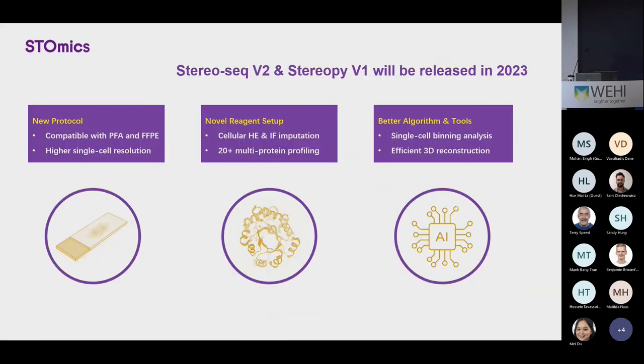So in summary, Stereo-seq V2 and Stereopy V1 will be released in 2023. And these are tremendous improvements. We think that by being compatible with FFPE, higher, better capture efficiency and higher single cell resolution, and also by being able to do H&E staining on the same slide, and also immunofluorescence and proteomics, as well as better 3D reconstruction and cell binning, all of this is going to open up really exciting new applications to push this field along even more.